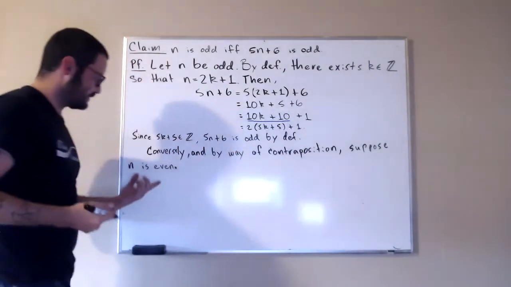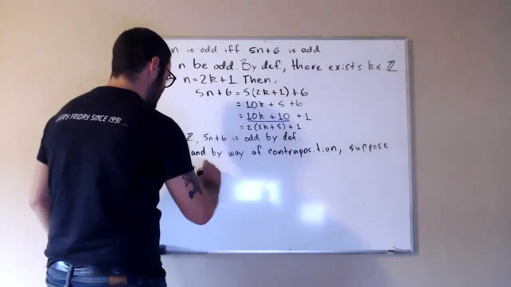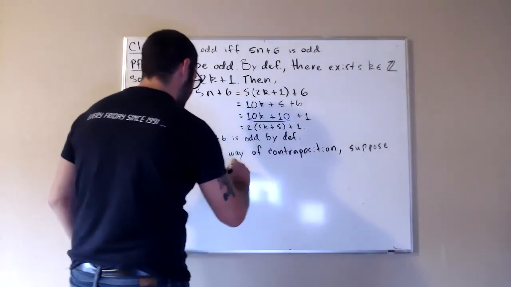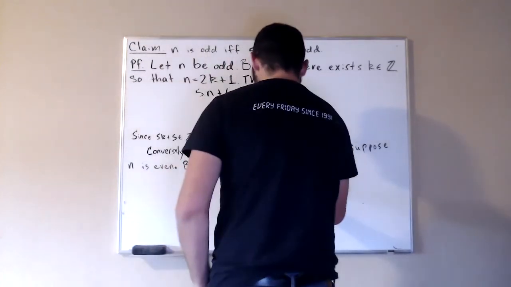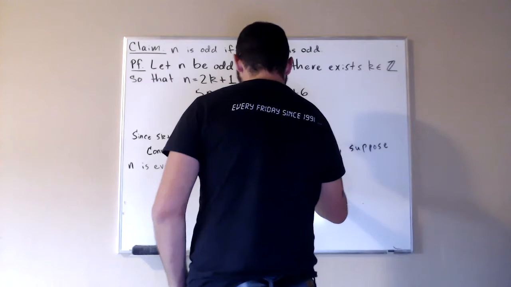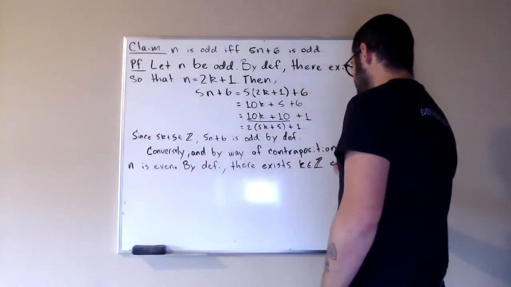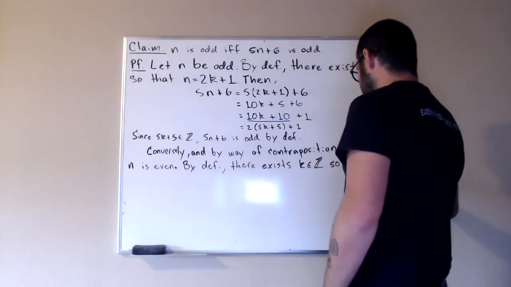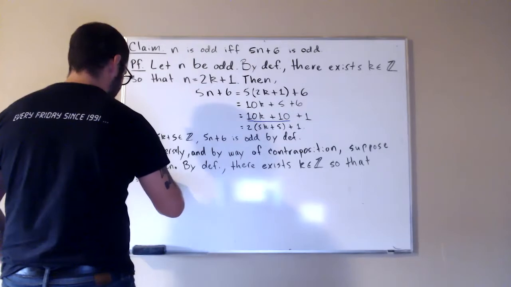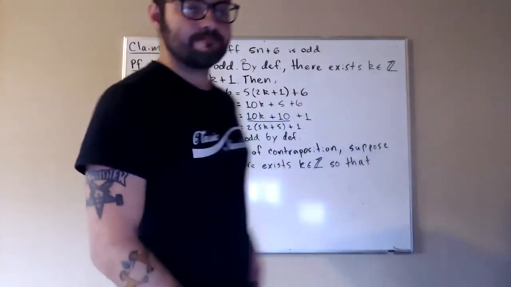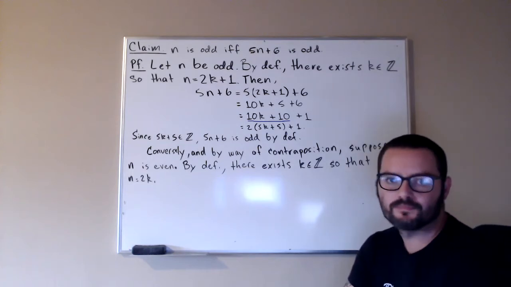So then once you have your assumption, your supposition, you can say the definition, right? By definition, there exists an integer k so that n is equal to 2 times k. Yeah?